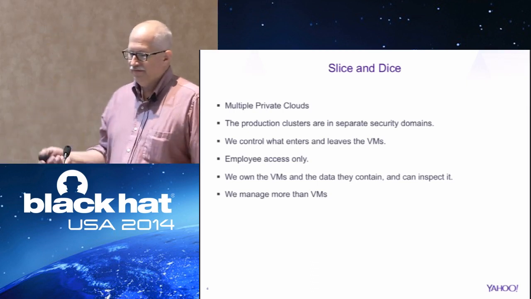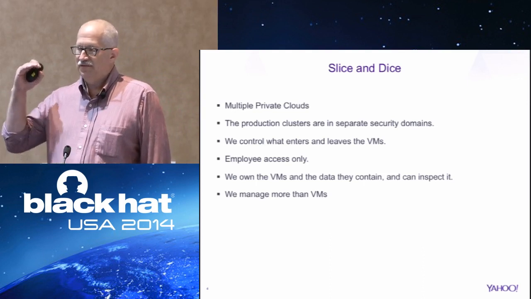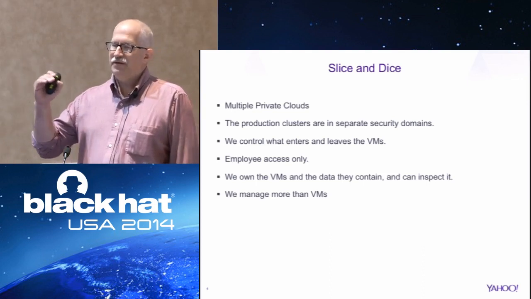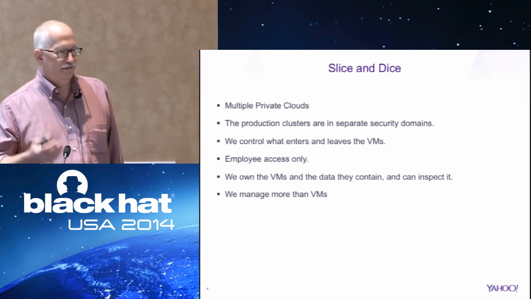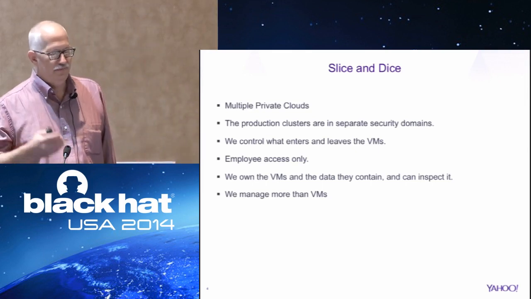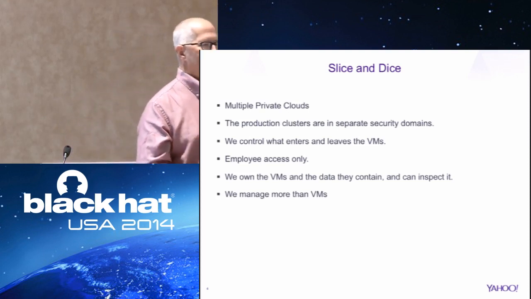Now, since we're a private cloud, we can actually dice it finer. In production, our network is divided into security domains primarily based upon the type of data. Now, why do we do this? We do this because we don't want to give people who have access to one type of data access to other kinds of data they don't need to get to.